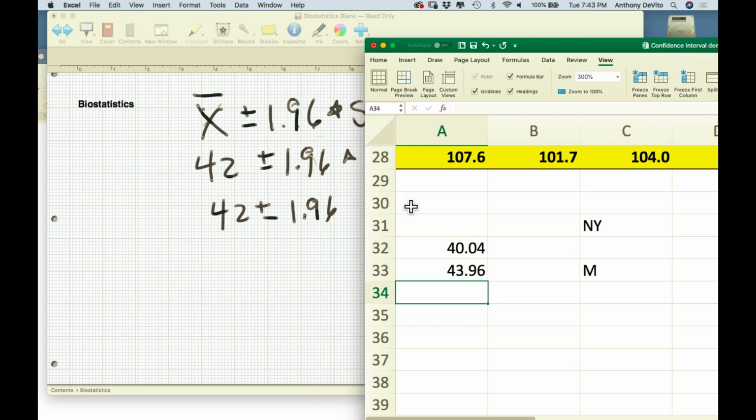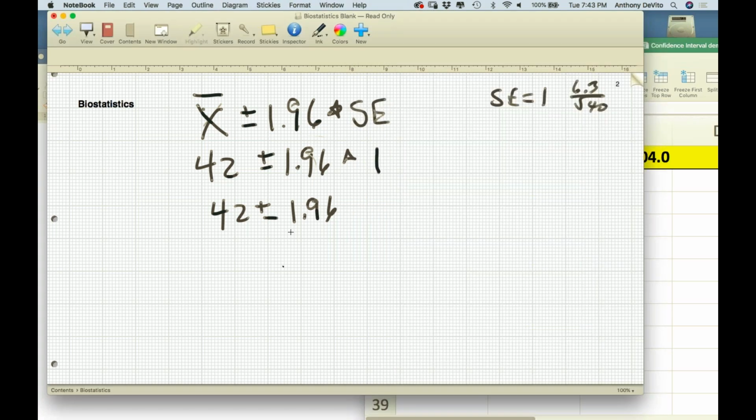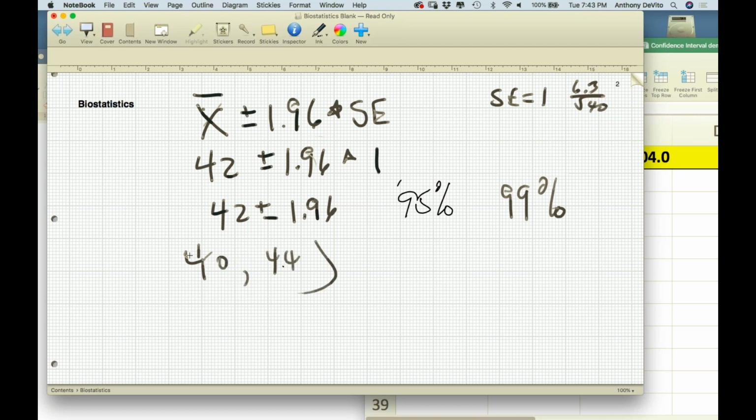Okay? All right, so let me ask you something now. That's 95% certainty. What if I wanted to be 99% certain that I captured the true population average? That's my confidence interval of 40 to 44. What would I need to do to that confidence interval to be 99% sure?